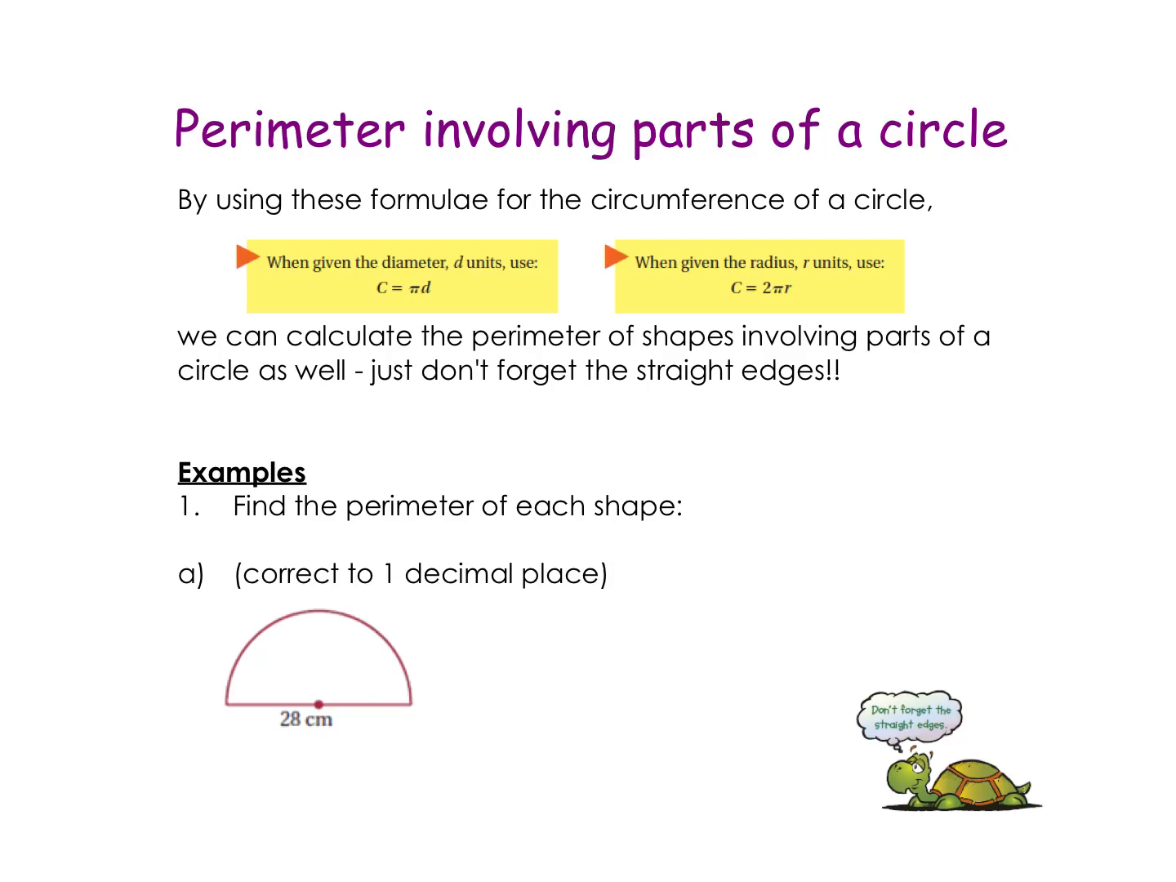This is our sixth and final lesson on length. We're going to look at perimeter involving parts of a circle. That's the plan. Sound good? Let's give it a go.